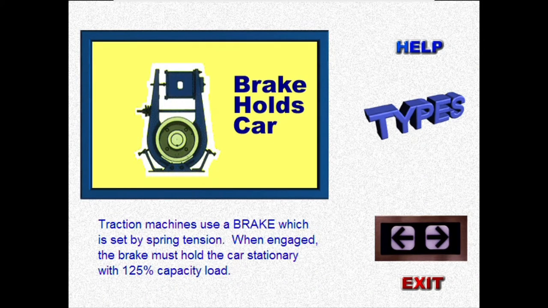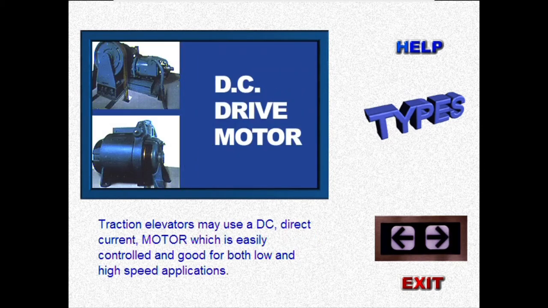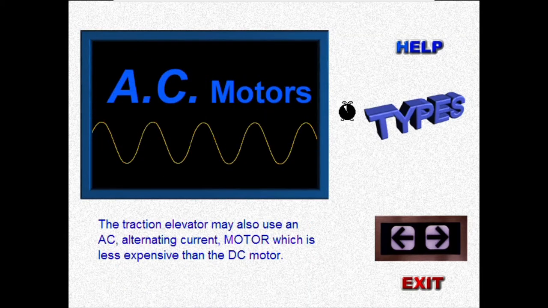Traction machines use a brake which is set by spring tension. When engaged, the brake must hold the car stationary with 125% capacity load. Traction elevators may use a DC, direct current motor, which is easily controlled and good for both low and high speed applications. The traction elevator may also use an AC, alternating current motor, which is less expensive than the DC motor.